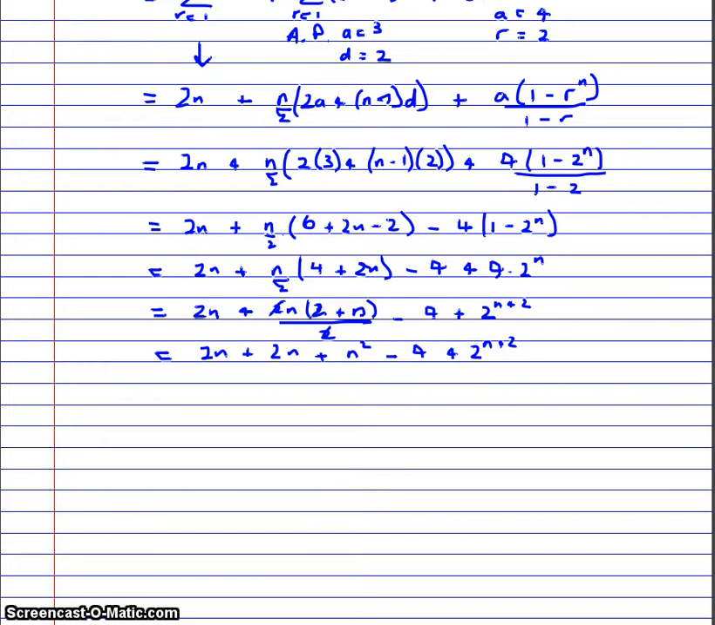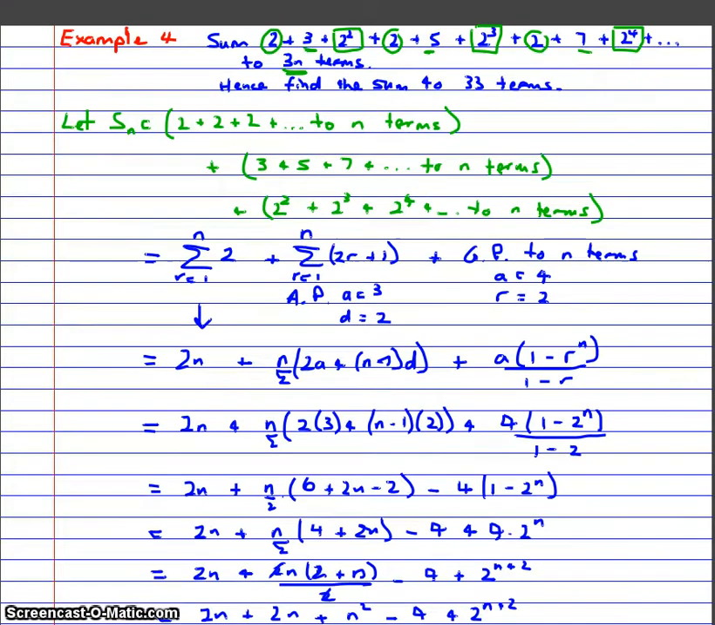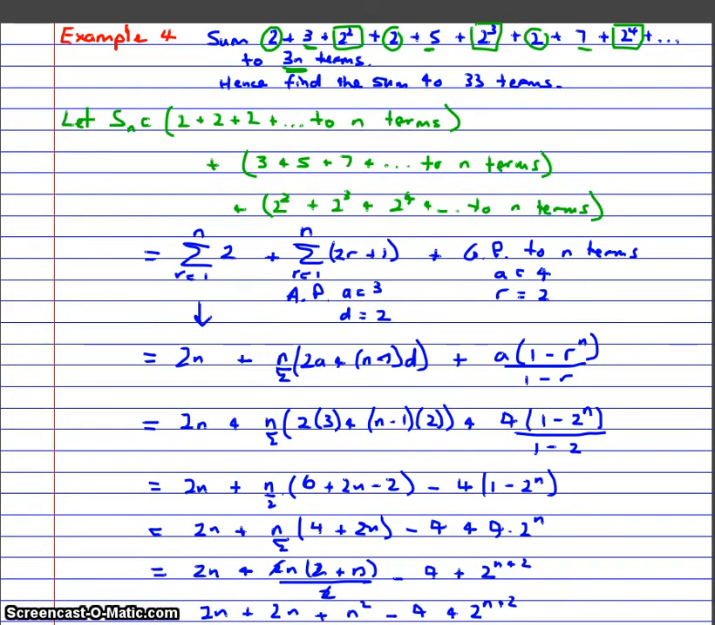And scrolling down a bit more. Okay. n squared plus 4n minus 4 plus 2 to the n plus 2, and that is our answer. That's our sum to 3n terms, and I think I need to go up because I've written over here Sn, but it should be S3n, the sum to 3n terms.